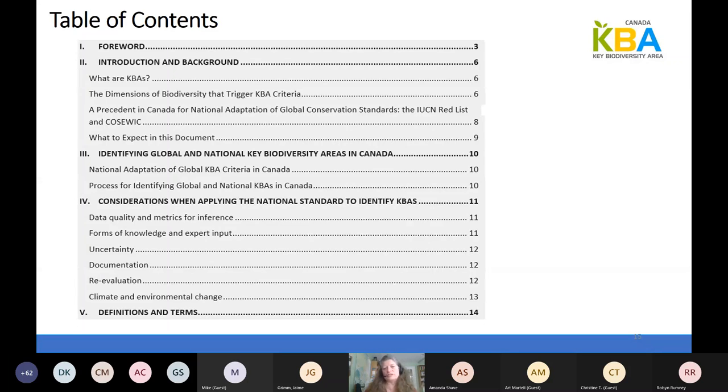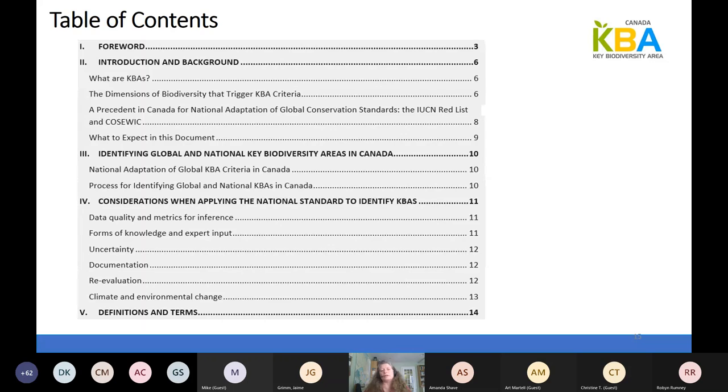Just a little bit of a look through the table of contents, as boring as that could look from a slide perspective, it is useful to look inside the covers to see what kind of things and topics we've been covering. First, there is a bit of an introduction, similar to what I have given you, so that we also understand why Canada is used to and has already had a precedent for adapting a global standard to the national context, and I'll go into that in a second.